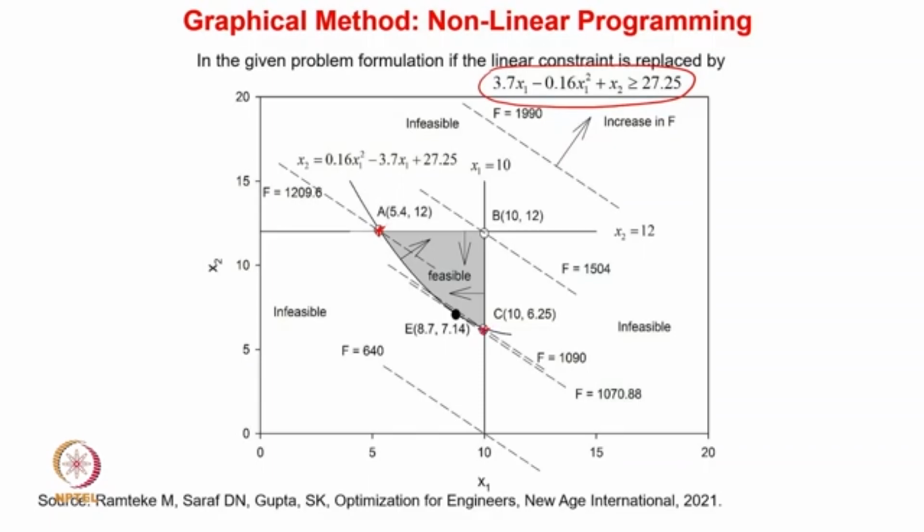Now let us find out the optimum solution. This is the point which we have obtained earlier, which is having function value equal to 1090, isn't it? But when we are having a non-linear constraint like this, you can see that my optimum solution is here. It's not at the corner point. In fact, in non-linear programming, my optimum solution can be even inside the feasible region.